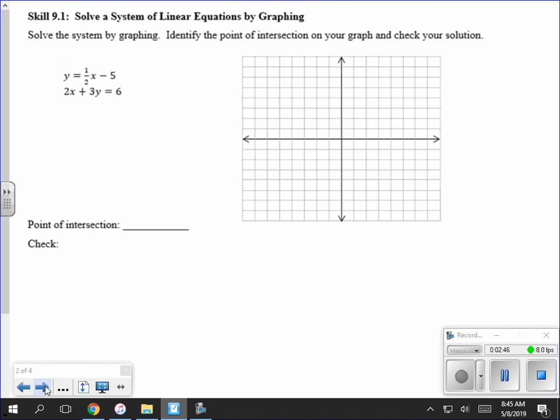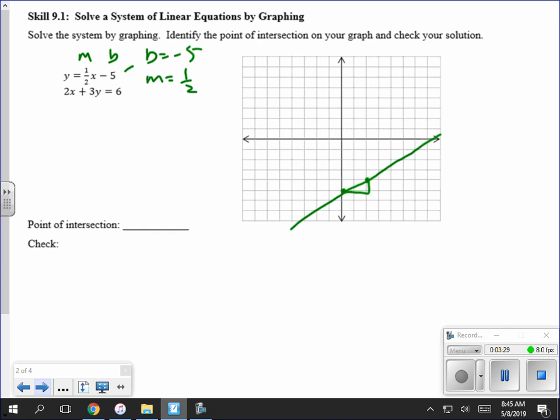Okay, next slide. Solve the system of linear equations by graphing. In other words, graph the two lines. Where do they cross? So the first line, I'm going to do the one on top first. This is in slope-intercept form. My y-intercept is -5. My slope is 1/2. So I go 1, 2, 3, 4, 5, -5. My slope is 1/2, which means I go over 2 up 1. And there is my slope. Okay, not a great straight line, but you get the idea.